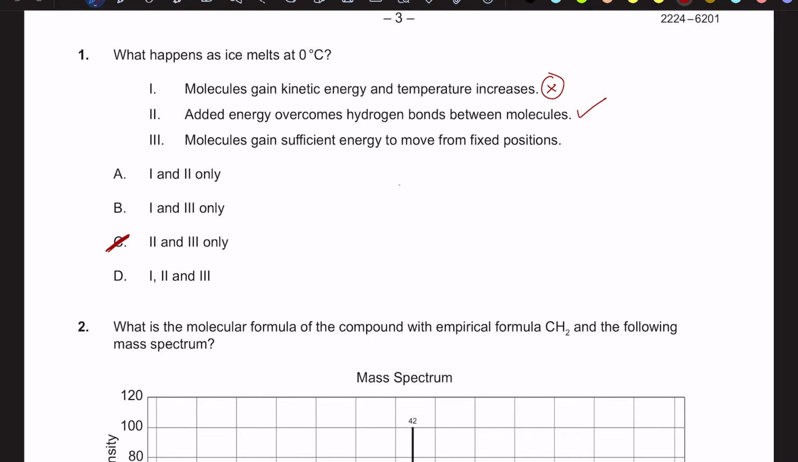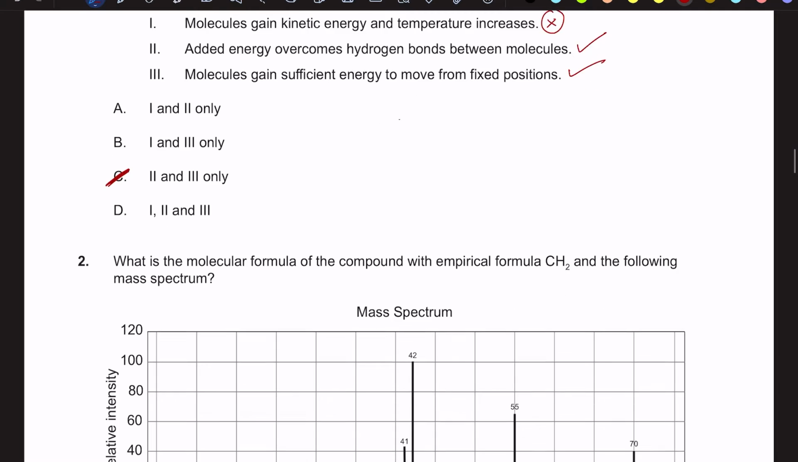Now the third one, molecules gain sufficient energy to move from fixed positions. This is also right. So what's the logic behind it? Whenever ice melts, the conversion is from solid to liquid. In solids, particles are present in fixed positions, but in liquids, particles can move. So the third option is also right. From this, we can say that option C is the correct answer to this question.